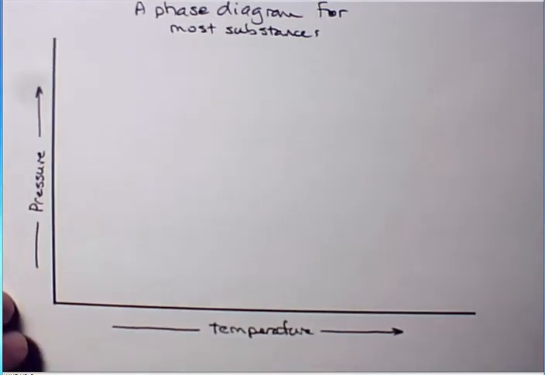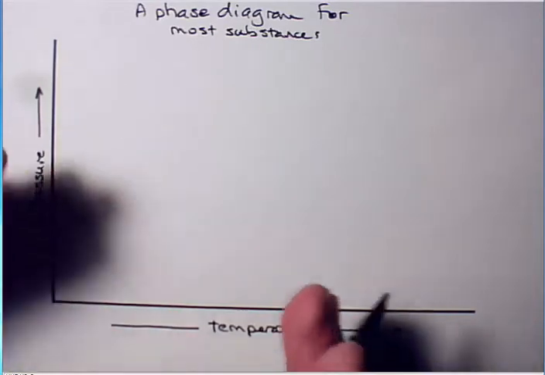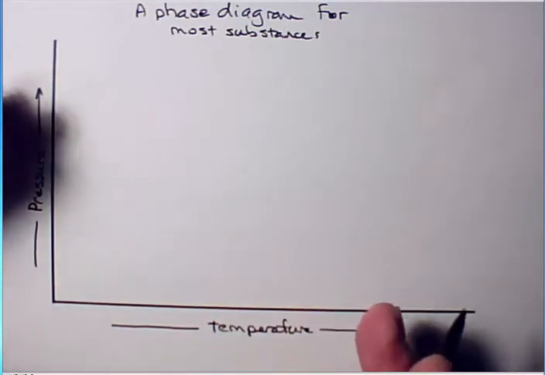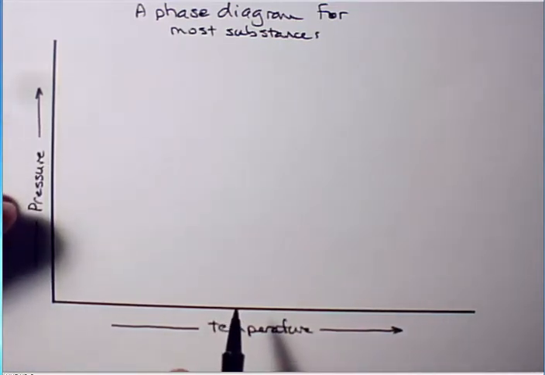So for most substances, there's a behavior where as you adjust temperature and pressure, there is a range of low pressures and low temperatures where a substance never becomes a liquid.